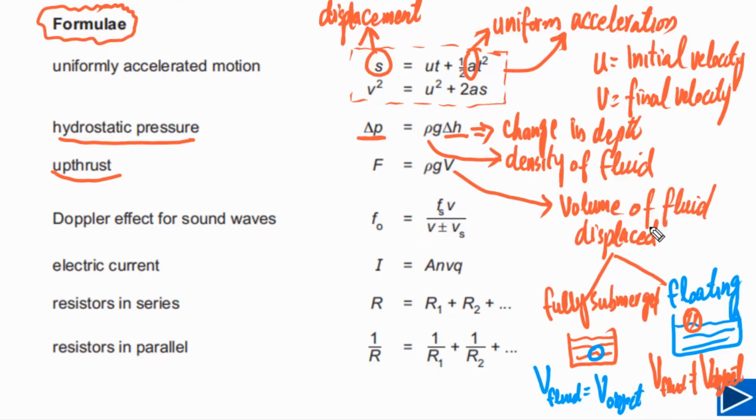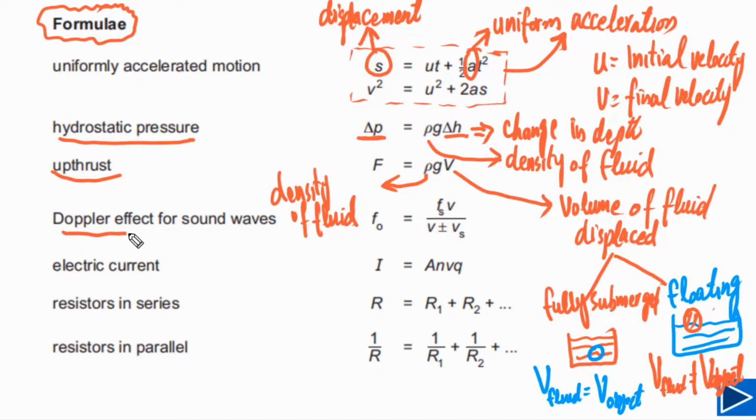V is the volume of fluid displaced. You can use this as equal to volume of object if the object is fully submerged. If the object is floating, not fully submerged, you cannot use volume of object here. And rho is density of fluid.